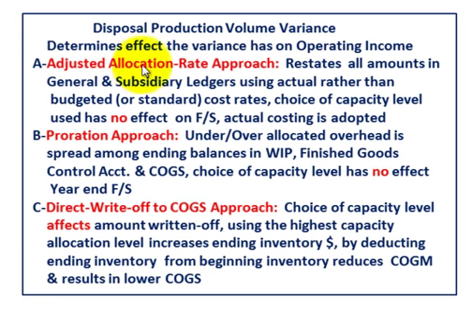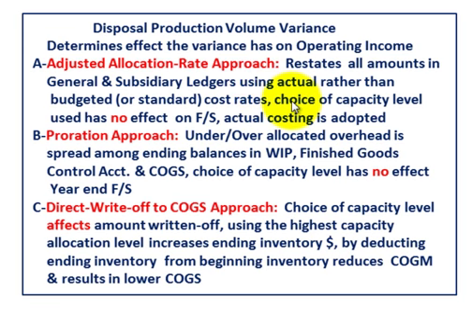First here you have the adjusted allocation rate approach. This restates all the amounts in your general and subsidiary ledgers using the actual rather than the budgeted or standard cost rate. Remember, we established our budgeted rate here for the theoretical, practical, and normal amounts. You'd have to restate that. You'd have to put that into your system, and it would restate it based on what you actually use here. So you wouldn't have these variances. It would be distributed in that fashion.